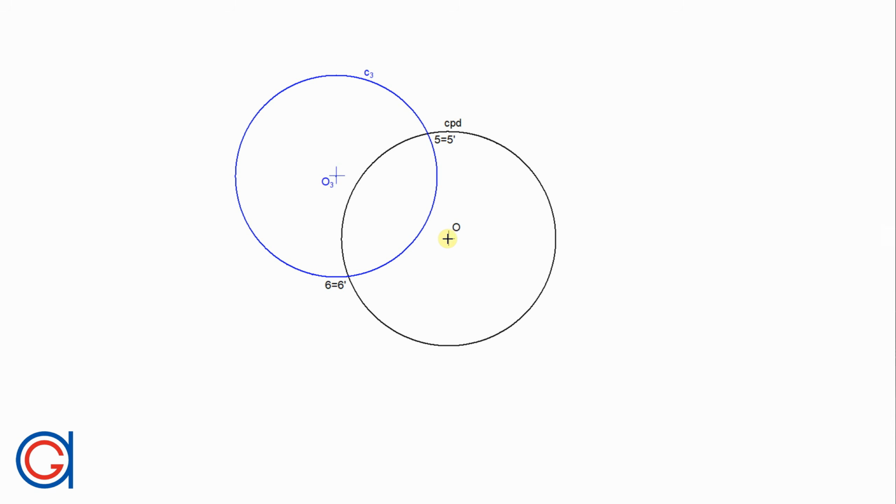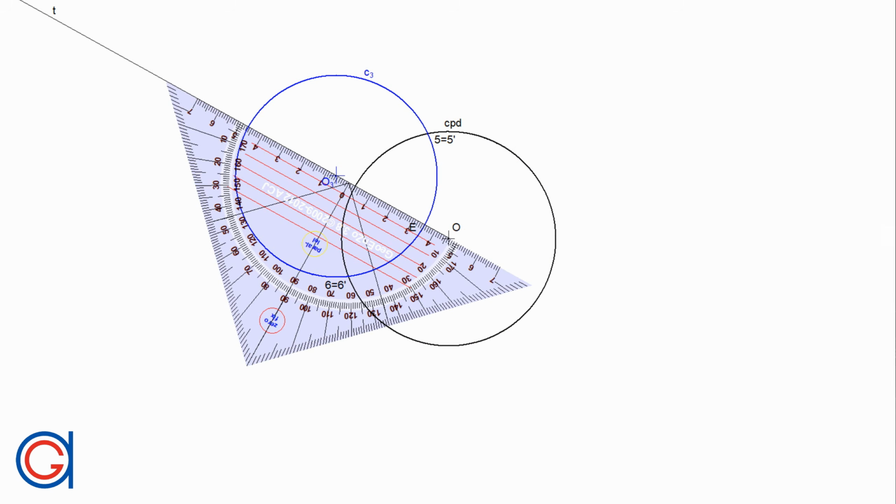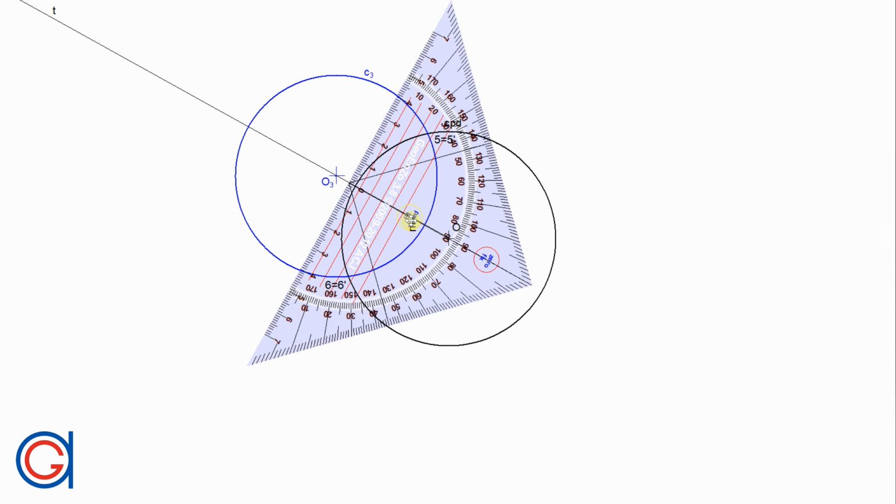So the first step is to join origins O and O3 and elongate it as shown, and we will call this line T. This line T intersects with the circumference of circumference 3 at a new point E, highlighted here with a red dot. So the next step is to work out the inverse point of this point E.